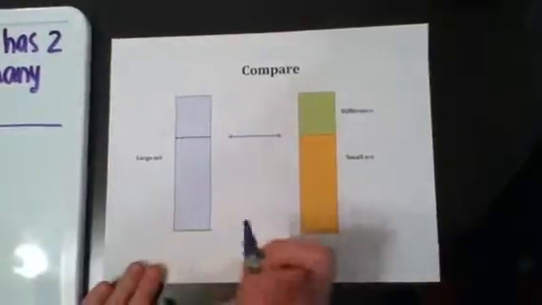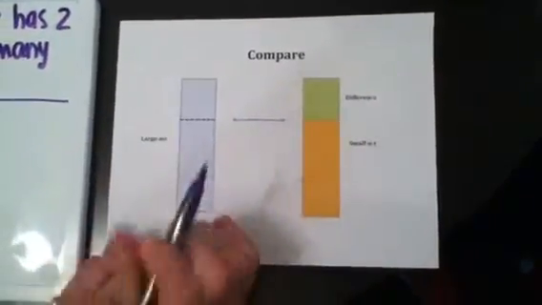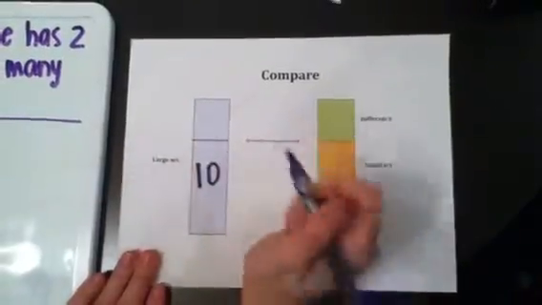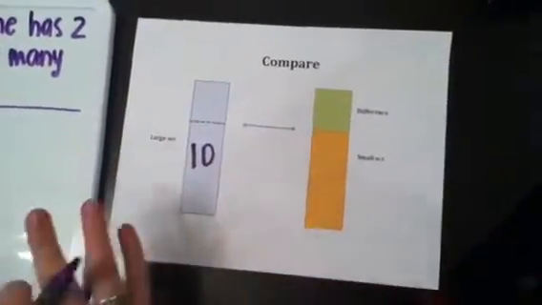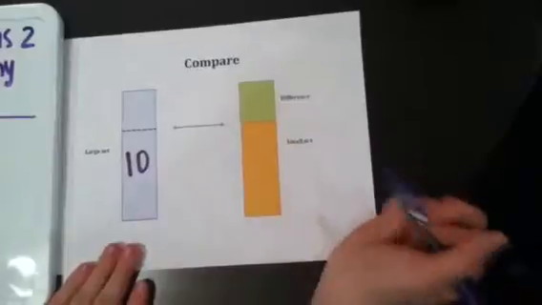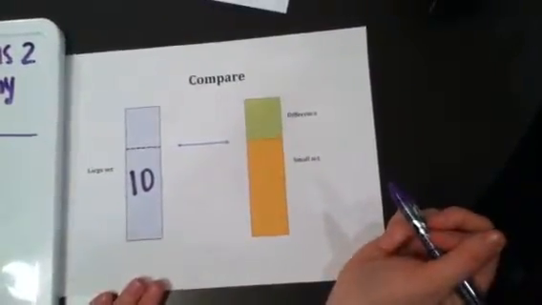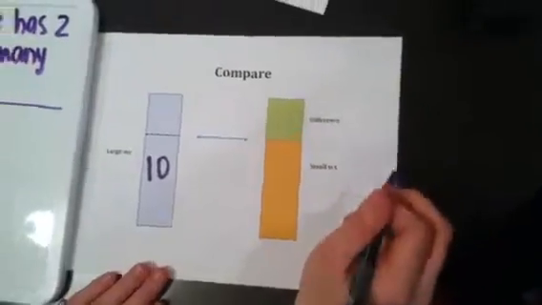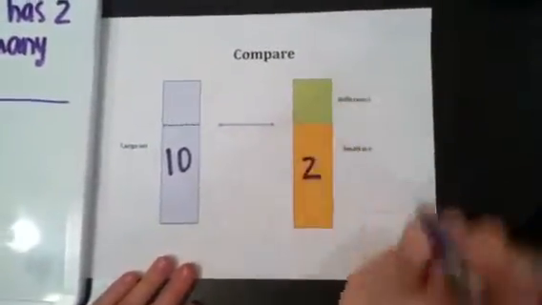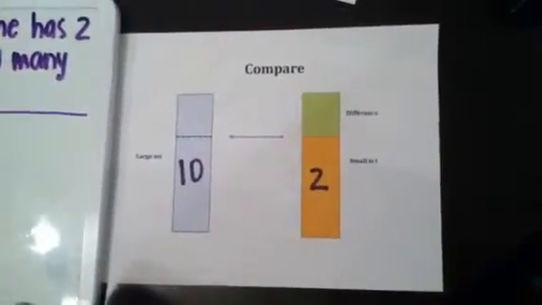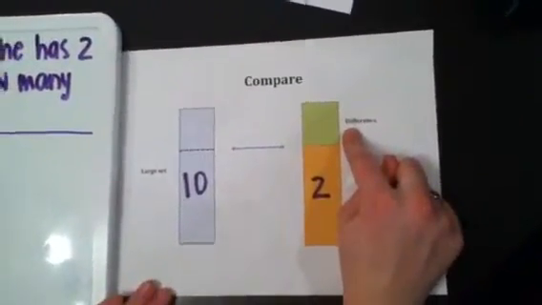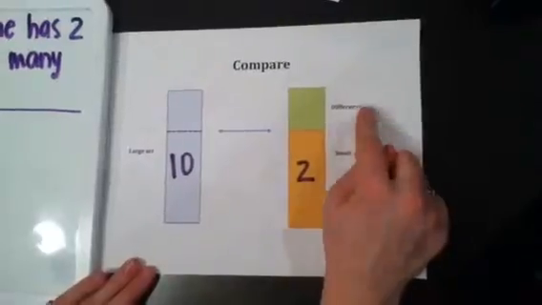So we know that our large set, so how many total do we have? We have 10 dolls total, or that's what Skyla has. So then our small set, we know that Skyla has 2 more dolls than Emma. So we're going to go ahead and put 2 right here. And then we're looking for the difference. How many dolls does Emma have?